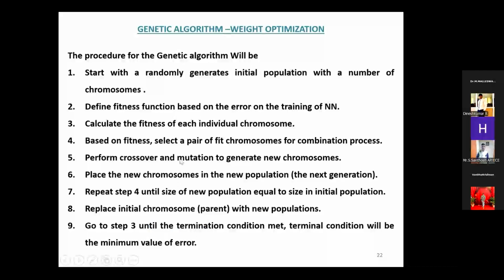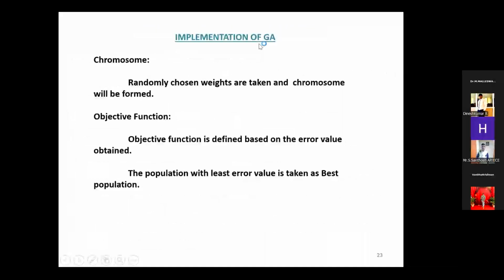Now go to step 3 until the termination condition is met. The termination condition will be the minimum value of error. Once you get the minimum error during the training of the neural network, you stop. Otherwise, the process continues from step 3, the fitness of each individual chromosome. Again, based on the fitness, select a pair of fit chromosomes for combination. Then again, you perform crossover and mutation. Like that, it will be continued. So this is the process of genetic algorithm weight optimization.